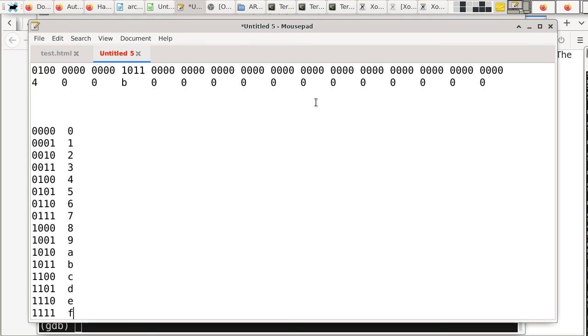Do you guys know the trick, why I know that already? No? Okay, here's the quick trick. What is 10 to the power of 3? 1,000. Okay. What is 2 to the power of 10?